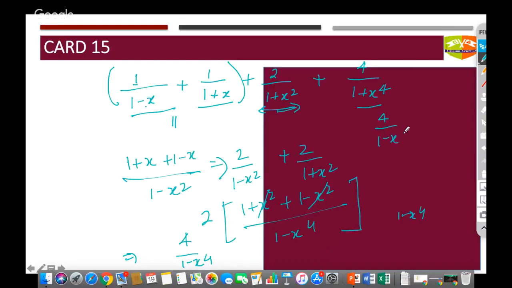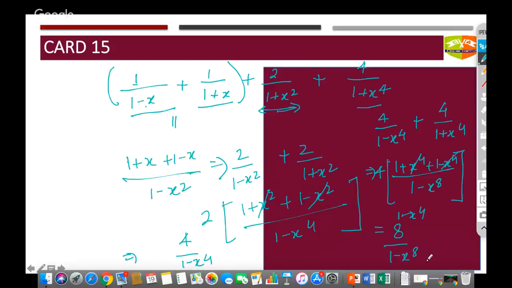So 4/(1 − x⁴) + 4/(1 + x⁴). So I have 1 − x⁸, and I take 4 common here. So this becomes (1 + x⁴) + (1 − x⁴). This and this is gone. So 4 into 2 is how much? 8 divided by 1 − x⁸. So the answer is 8/(1 − x⁸).